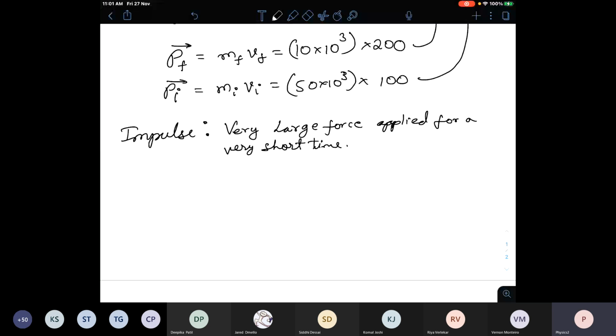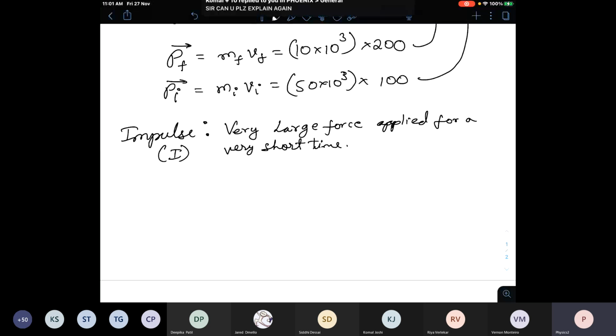That particular force is called impulse. We denote it by I, not always, but for this case we can denote it by I. So this is the definition of impulse: a large force for a very short time, like a collision or the bouncing of a ball. If you are applying force for a very short time, then the force is called impulse.